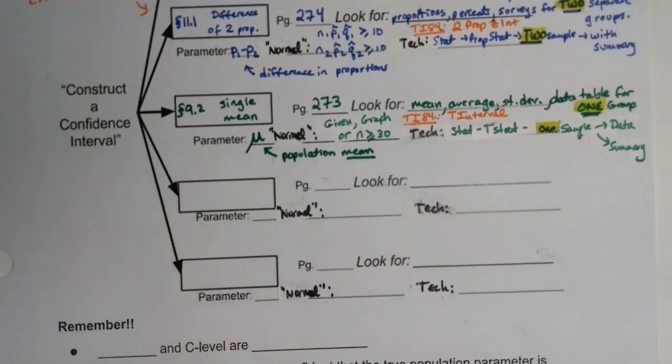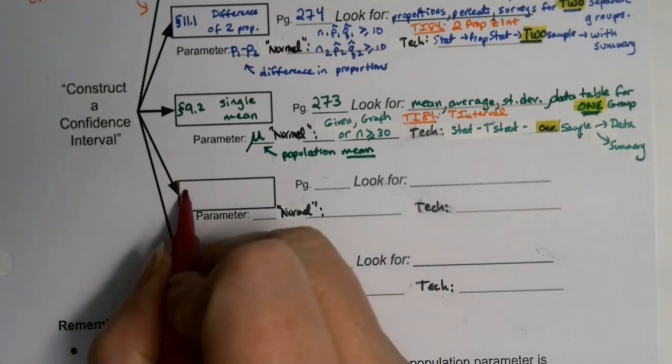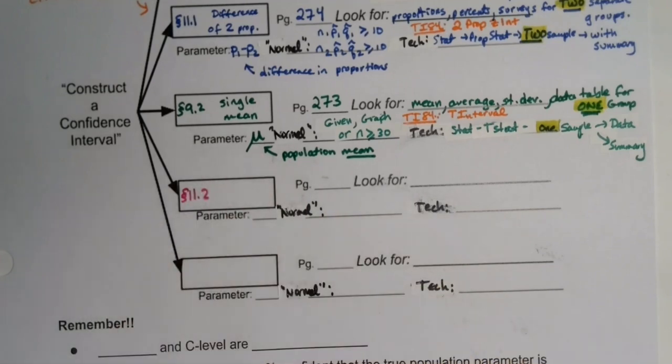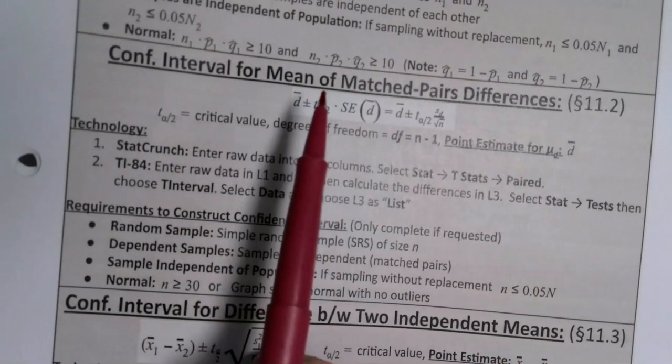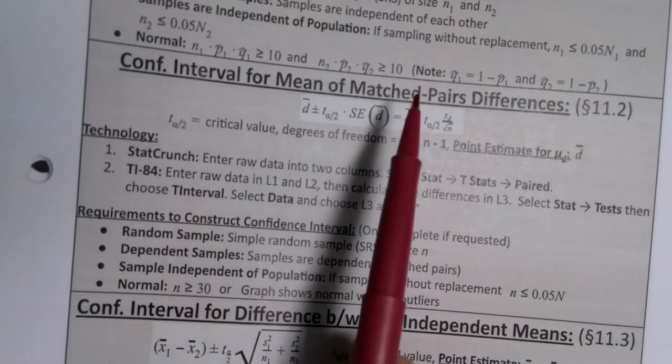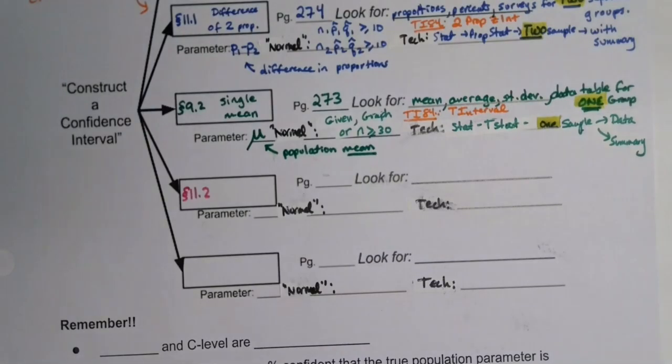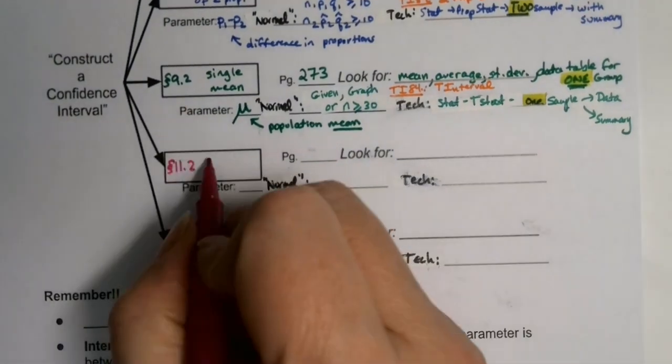So we learned section 11.2. I'm going to kind of put these in a different color. So this was 11.2. This was for the difference. It's a, well, let's see what I titled it. It's an interval for the difference in a matched pairs setting, right? So it's the mean difference of a matched pairs group. All right, so it's a matched pairs mean.